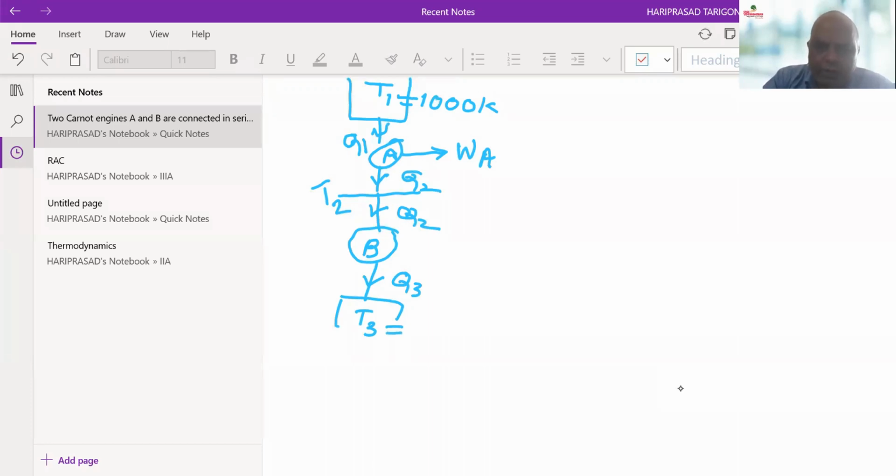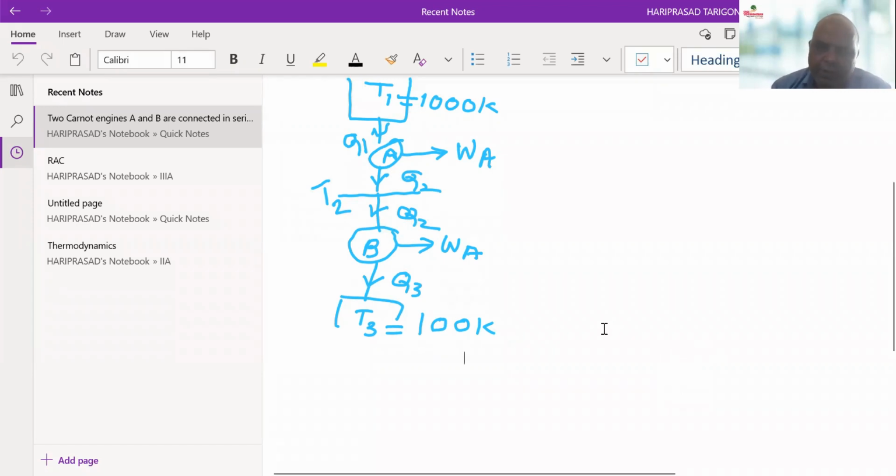What is the T3 value? 100 Kelvin is given. Next, it is also producing a certain amount of work. So I request all of you to draw this diagram. Heat engines A and B will be connected in series. Engine A will be taking heat from a source at 1000 Kelvin, and engine B will be rejecting heat to the sink at 100 Kelvin.